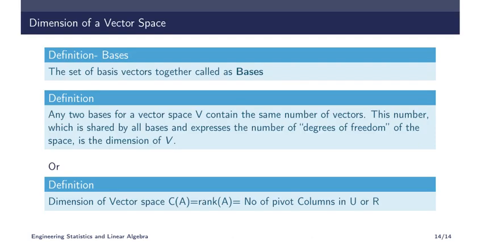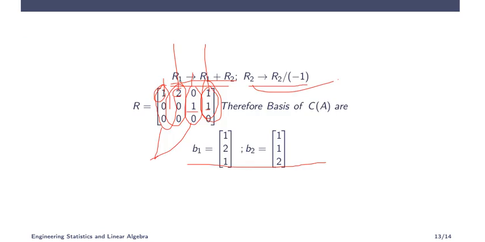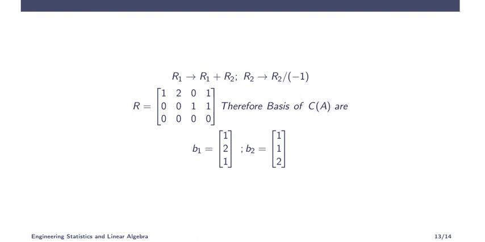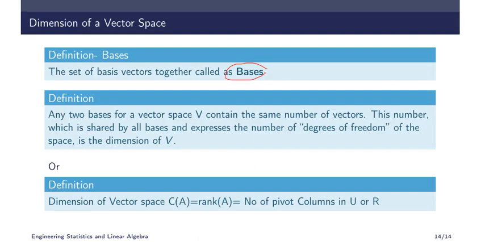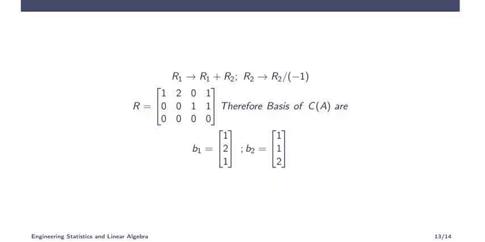Now the last important topic is the dimension of a vector space, which is simple. Before that I will define a term called a basis. Basis is nothing but the set of basis vectors. So here the basis is 1 2 1 and 1 1 2 together. Now, any two bases for a vector space V contain the same number of vectors. So for this one the combination is 1 2 1 and 1 1 2. This is R2, because it spans a plane, that is why it becomes R2, because you have only two vectors.